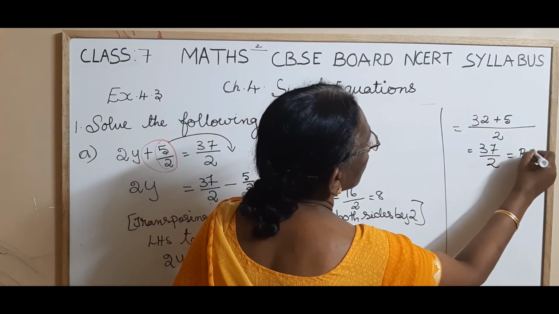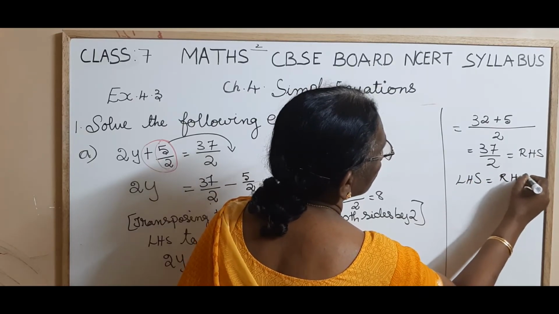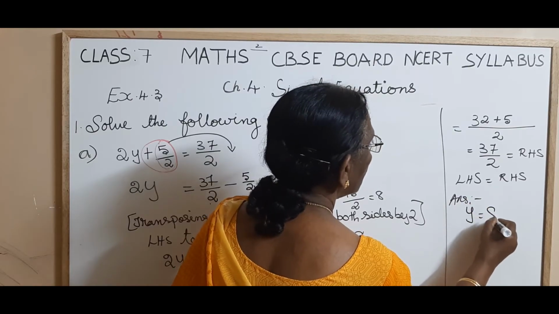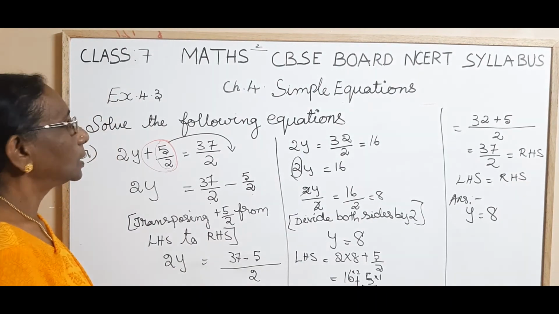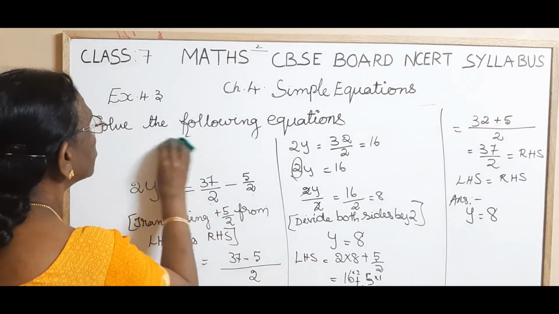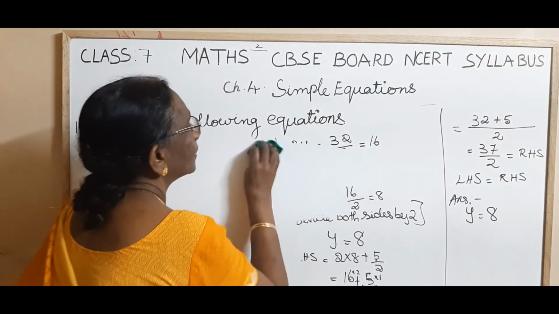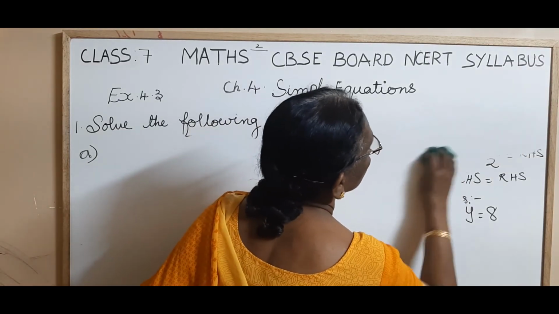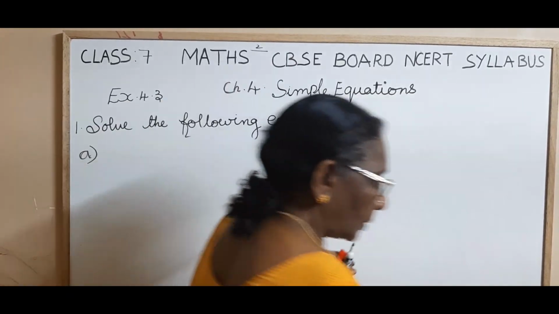We are getting the RHS. So LHS is equal to RHS. Therefore, the answer y is equal to 8. We have verified. Is it clear, children? Now we'll do sum number B.